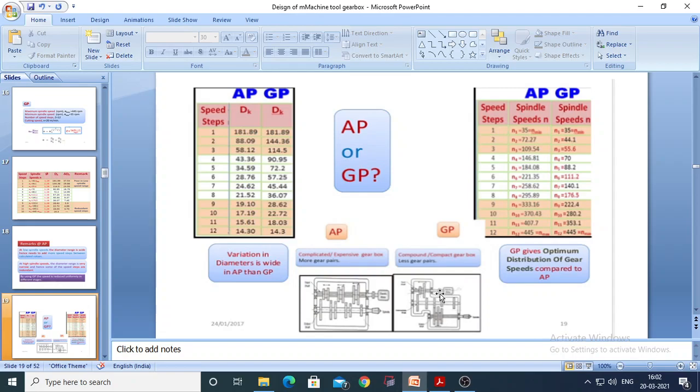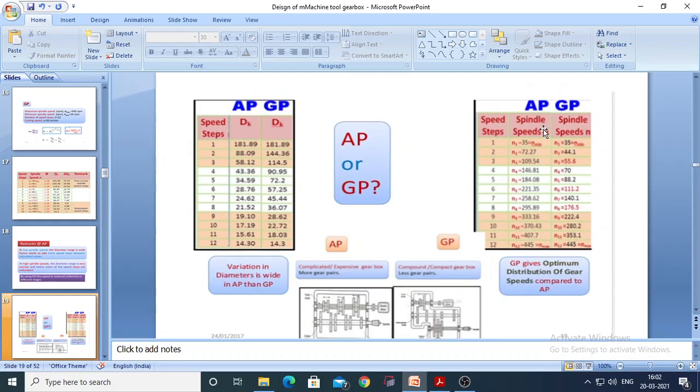Here you will get 3 shafts, 1, 2 and 3 shafts, but here you will get only 2 shafts. Then you can shift the gear pair on the different gear. That's why GP gives the optimum distribution of gear speed compared to the AP.